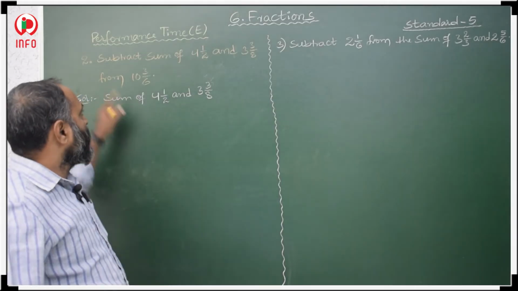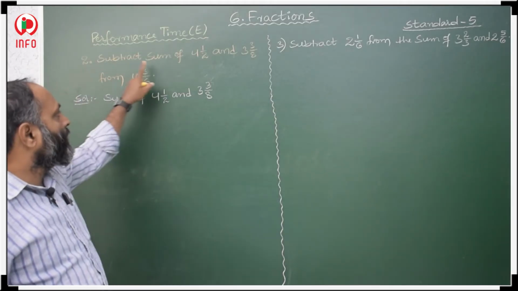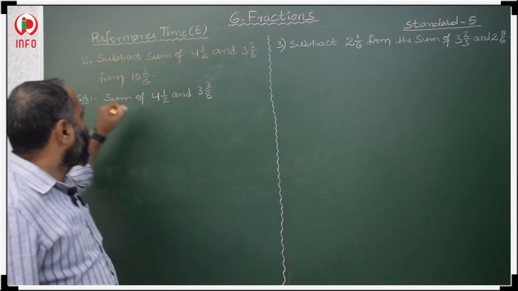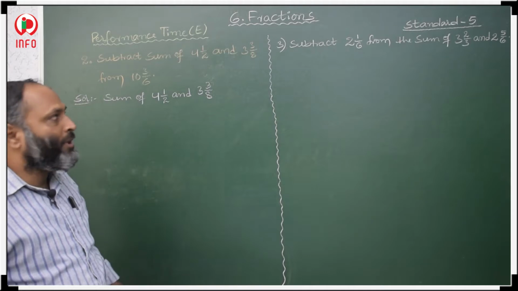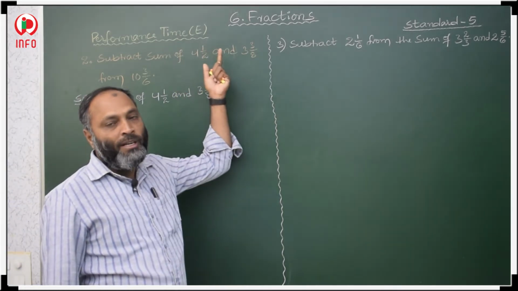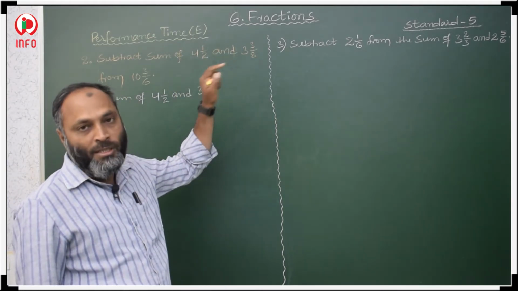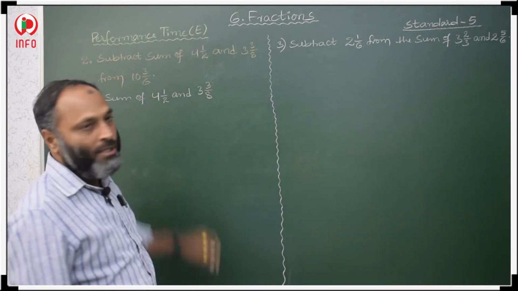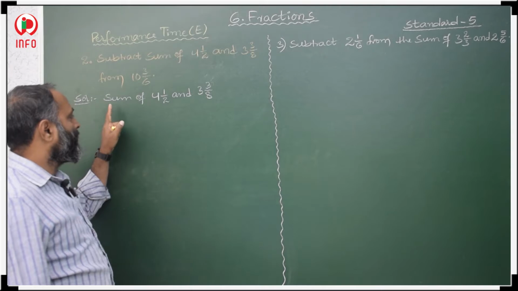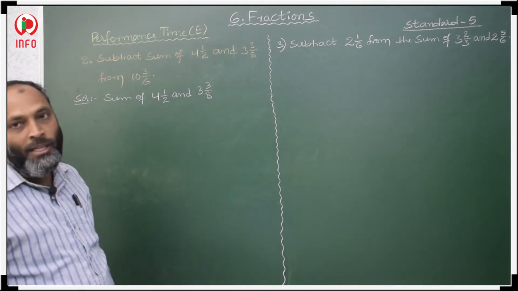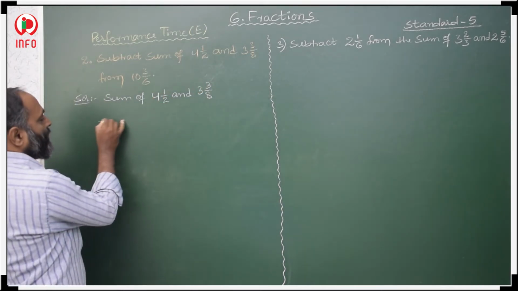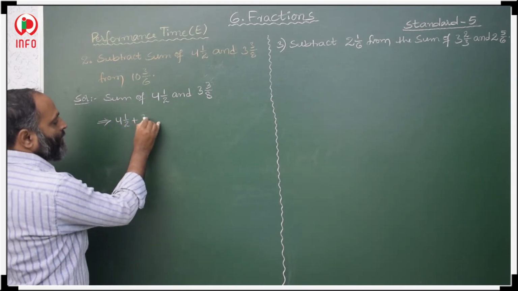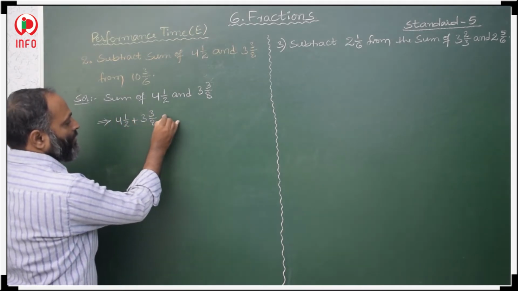Now, in Performance Time E, the second question: subtract the sum of these two, 4 1/2 and 3 3/8, from 10 3/6. It means first we have to find the sum of these two fractions, and this sum we have to subtract from 10 3/6. So first we find the sum of 4 1/2 and 3 3/8. Sum means we have to add 4 1/2 plus 3 3/8.